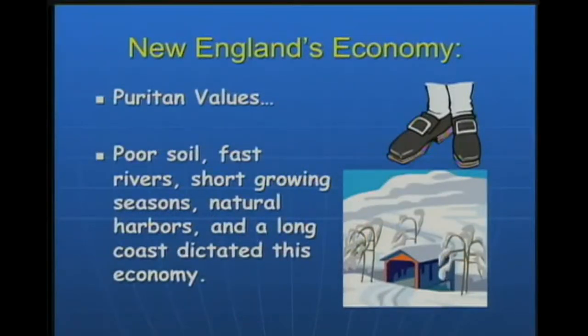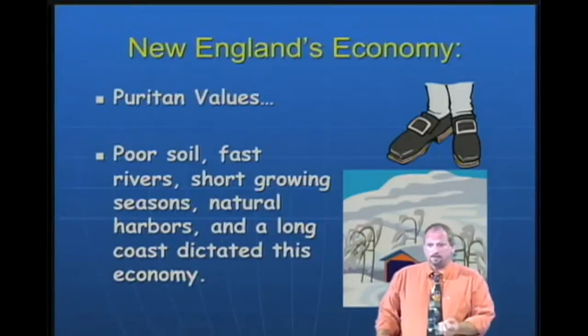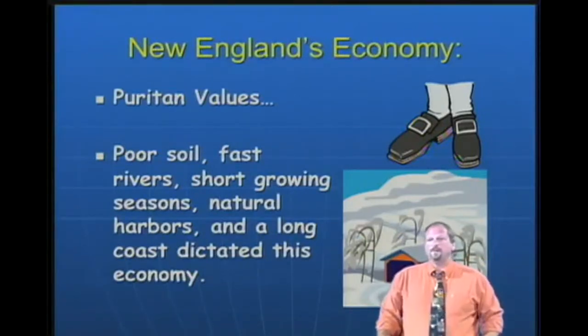The Puritan values of hard work and thrift helped New England to survive and thrive. Again, the poor soil, the fast rivers, the short seasons, the natural harbors, the long coast dictated this type of economy. The Puritans, like most of those early settlers, were going to take what was available, use it for their best gain.